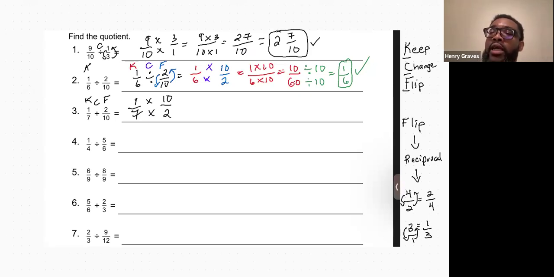Okay, so knock this out. It'll be 1 times 10 divided by 7 times 2. There's going to be 10/14, which simplifies to 5/7.